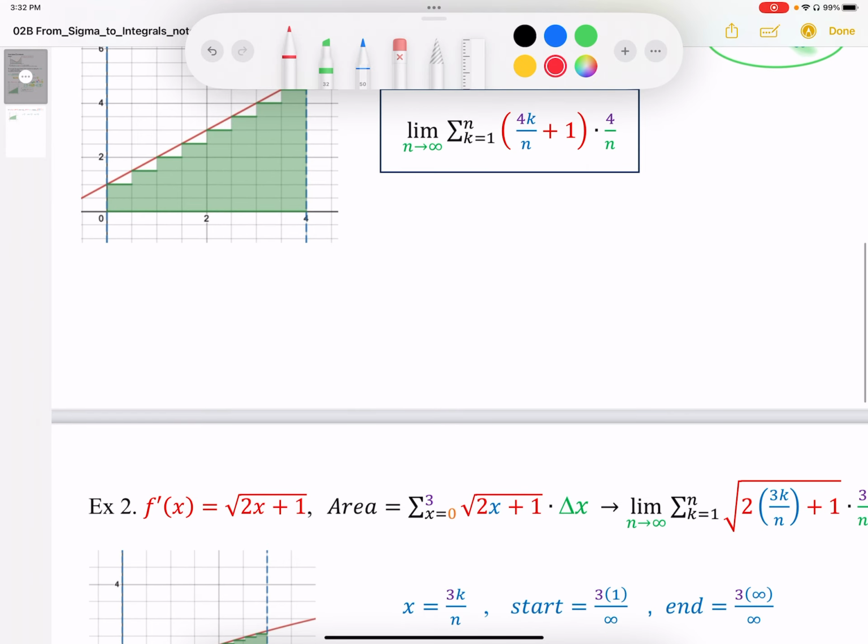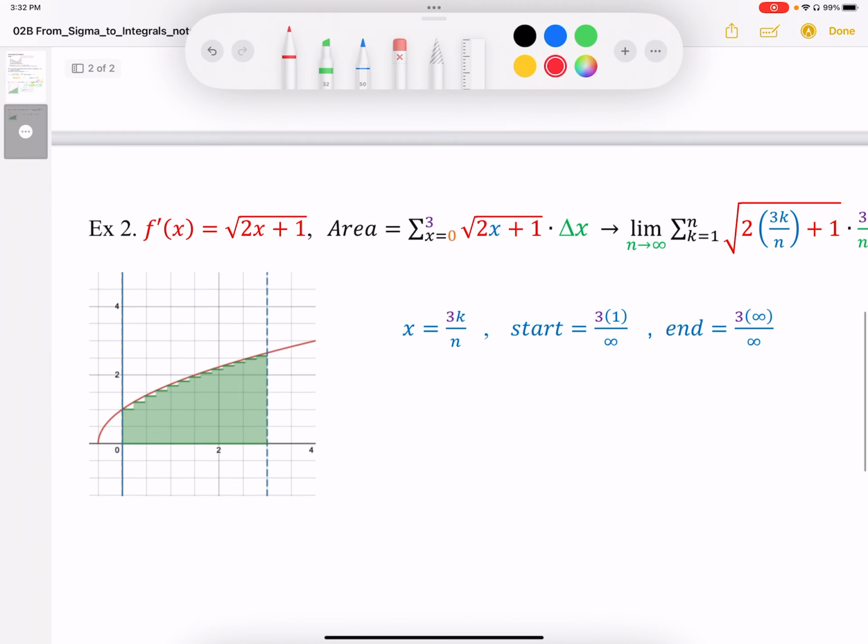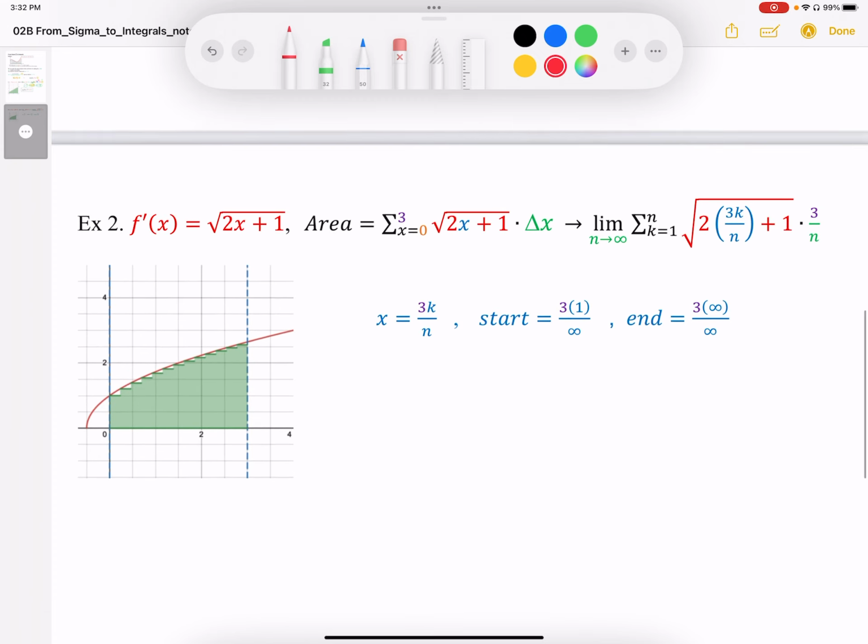We'll look at one more example of how we can go from height times width into this more complex sigma expression. So here I have the square root of 2x plus 1 in red, and I want to find the area underneath that curve from x is 0 to x is 3, so I shaded that in with those rectangles. To do that, I'm going to take the height of my graph, which is square root 2x plus 1, and multiply it by whatever that width is.